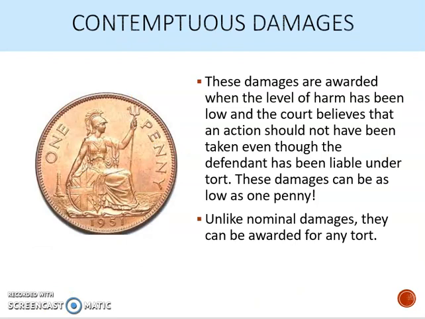Contemptuous damages then, where the courts are of the belief that a claim technically has legal merit, but little moral merit, then they'll award what we call contemptuous damages to the claimant. This is often as small of an amount as possible, such as even a penny. And this is often to reflect the fact that the court believes an action shouldn't have been taken. So although there might have been a tort, they think the whole claim is ridiculous. They can be given for any tort, unlike nominal damages, though.